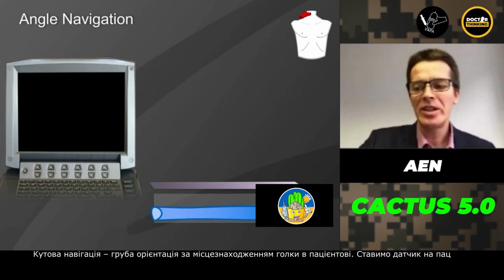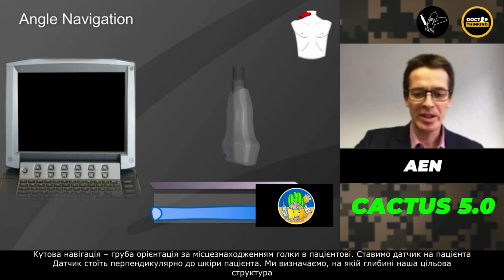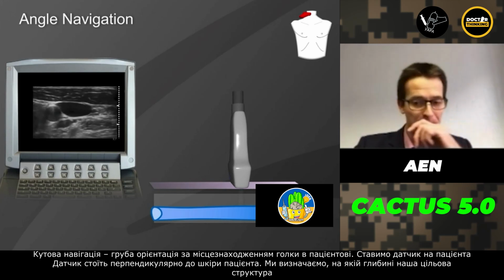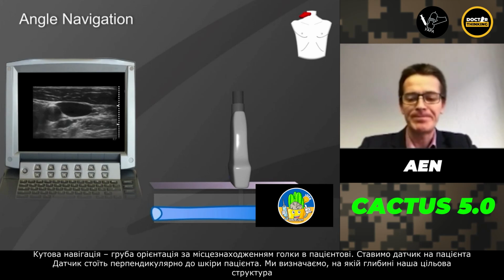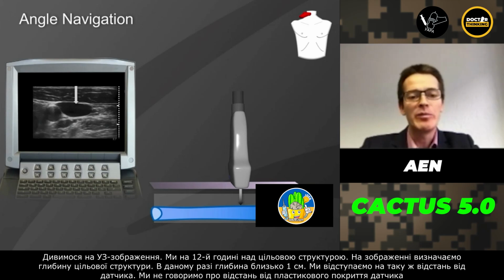Angle navigation is a rough orientation on how to navigate the needle in the patient. Let's go over an example. We place the probe on the patient, and the probe sits on the skin at a perpendicular angle. We try to find out how deep our target structure is. We look at the ultrasound image and we see it here. We aim for the 12 o'clock position of the target structure, and we read the depth on the lateral side of the ultrasound image.